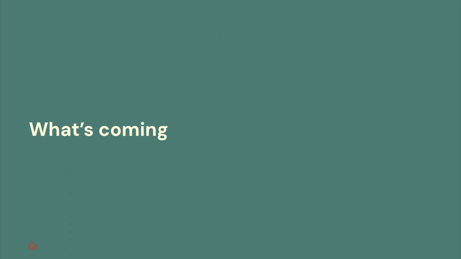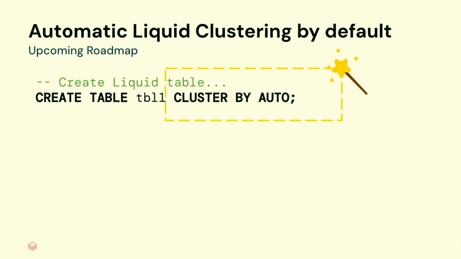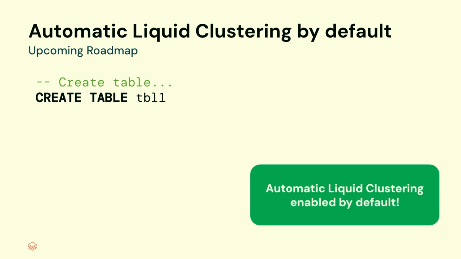Now let me share the roadmap ahead of us for predictive optimization. Looking forward, we'll enable automatic liquid clustering by default on all UC managed tables. So CLUSTER BY AUTO, as of today, is still a knob you have to set on all your tables. We want to eliminate that completely so you have the best data layout out of the box for the best price performance when using managed tables. And what does that mean? By simply running the create table command, you actually have auto liquid enabled by default for you.